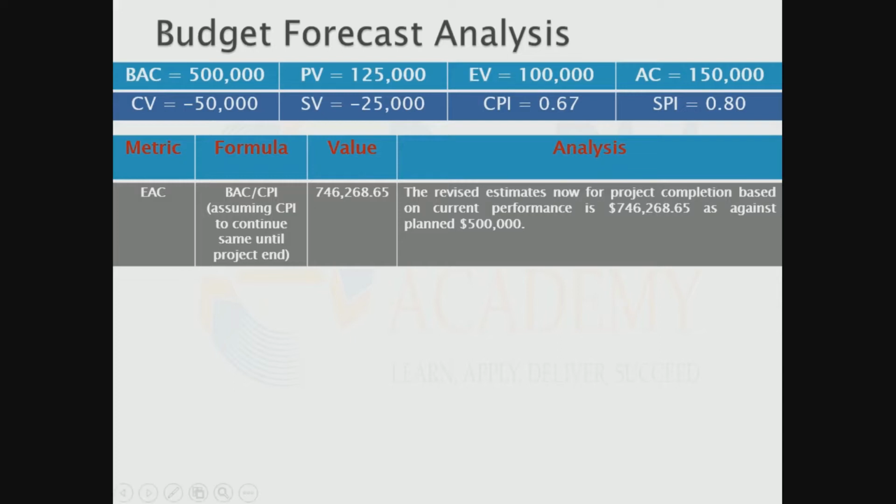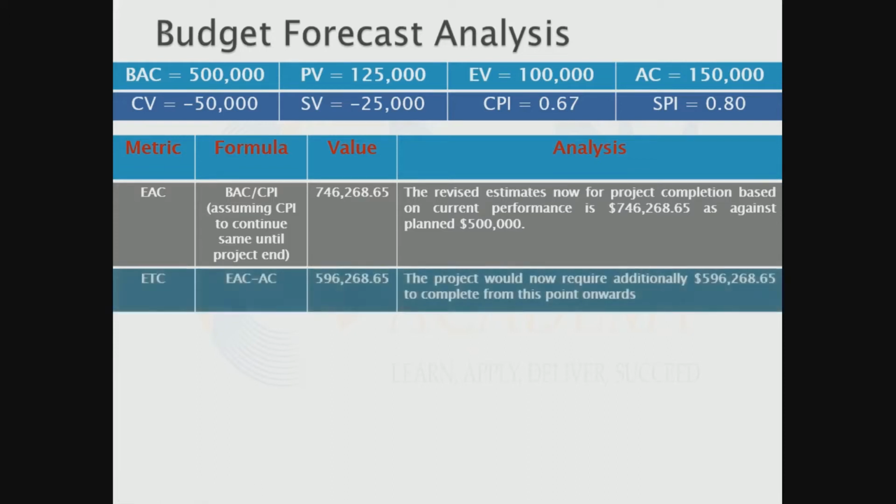Now the formula that we used was BAC divided by CPI. Here I have used CPI assuming that CPI continues the same until the project end. That means the team believes that reasonably the same kind of cost performance would prevail until the end of the project. So if you apply this formula, you get a value of 746,268, which is the revised budget. So what was our earlier budget? The planned budget was 500,000. Now because of the poor performance until the end of the 10th week, we need to spend 746,268 to complete the overall project.